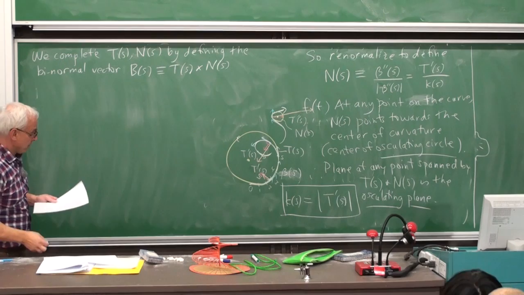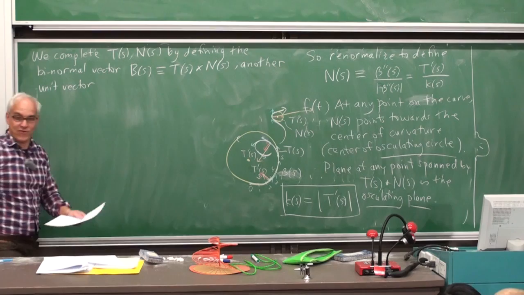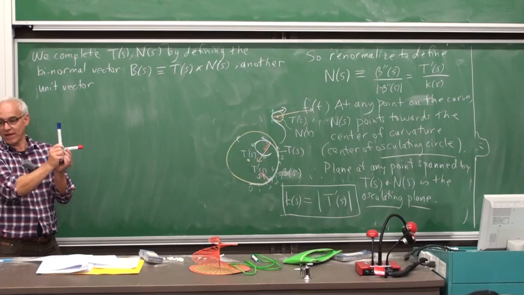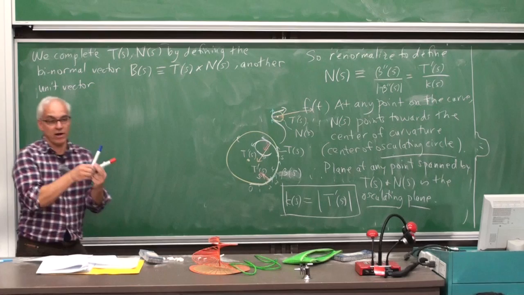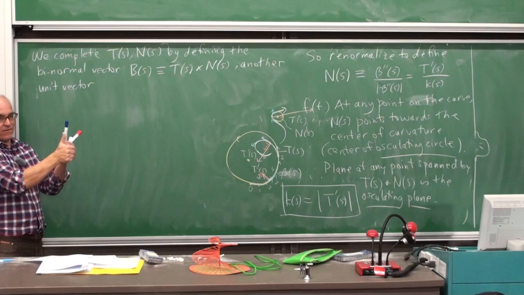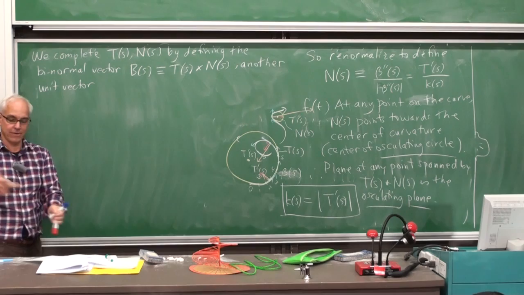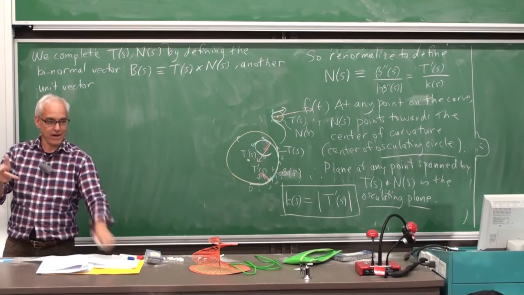This is another unit vector, because T and N are perpendicular and they're both of length 1. When you take their cross product, I remind you, you have to use the right-hand rule to do that. That means you have to use these three fingers, 1, 2, and 3. You put the thumb along the first one, which would be T, and then the second finger along the second one, which would be the N, and then the third finger. There's T, there's N, and there's that B.